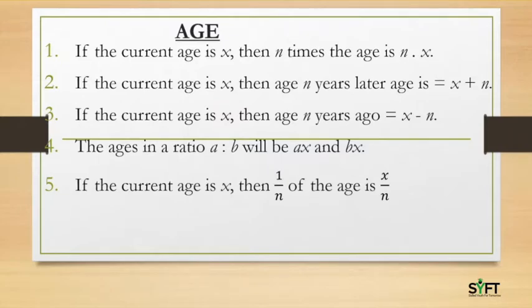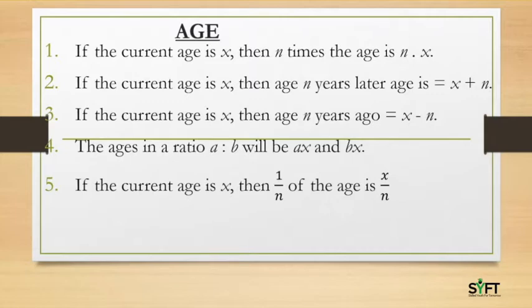Age. We'll discuss age, and you'll see how the difference comes in quantitative aptitude. It is a very simple way to calculate different things. If the current age is x, then n times the age is n into x. If the current age is, suppose, 10, then 5 times the age is 5 into 10, that is 50.